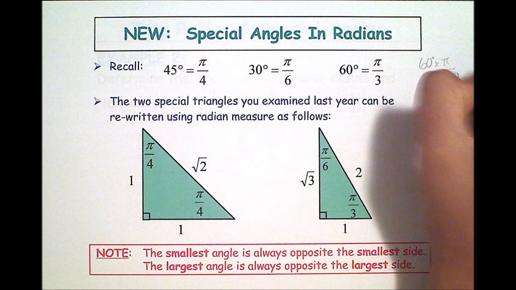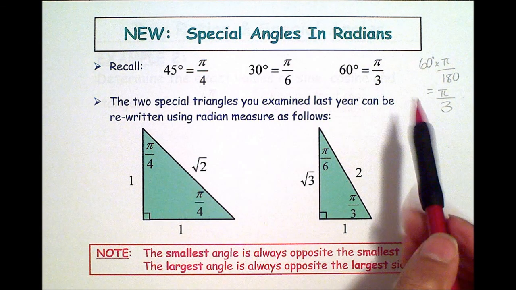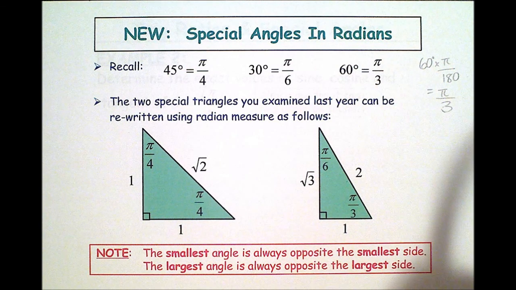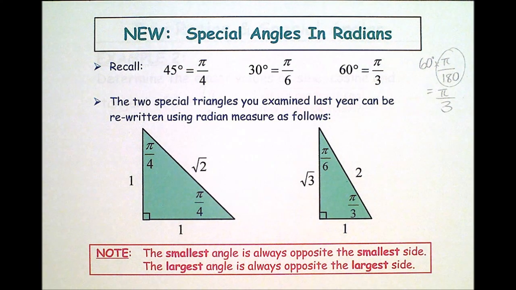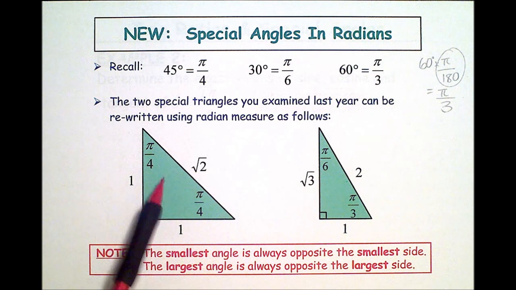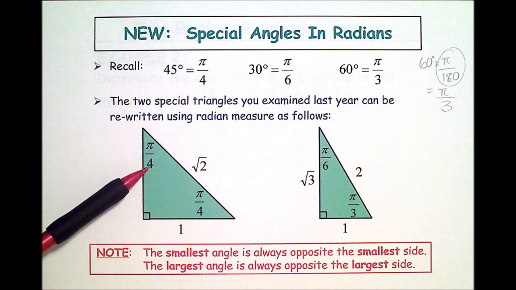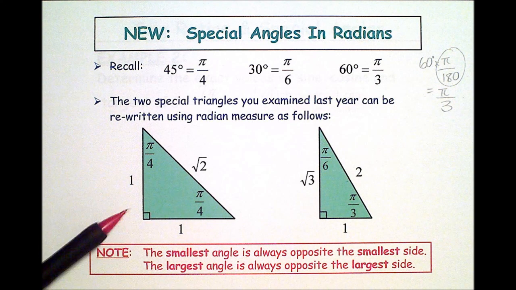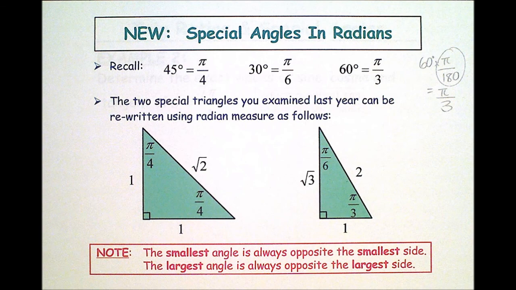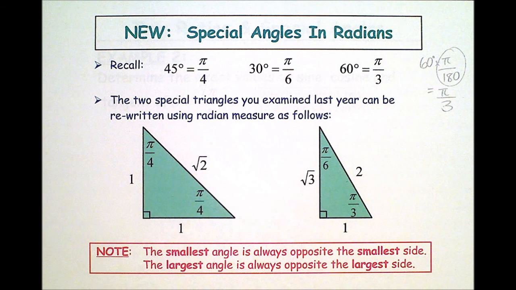Okay, so in case you forgot how we went from degrees to radians, we just used a conversion factor, and in this case it's multiplying by pi over 180. So the two special triangles you examined last year can be rewritten now using radian measure as follows. So this is what used to be our 45, 45, 90 triangle, and now it's our pi over 4, pi over 4, pi over 2 triangle. Okay, and you can see that the side lengths that correspond are exactly the same.